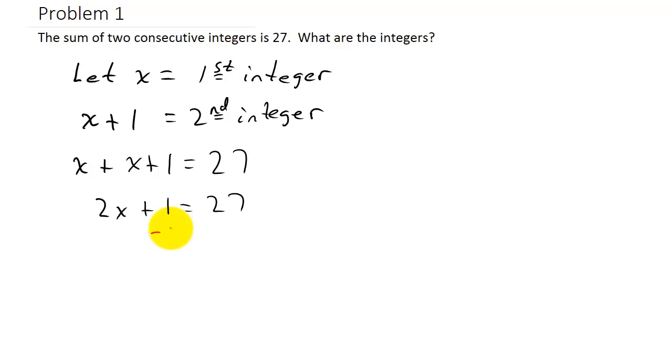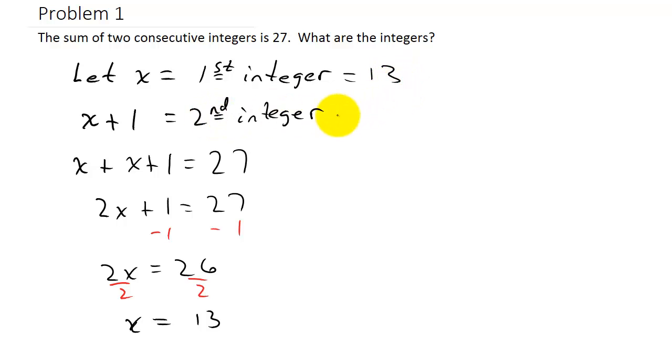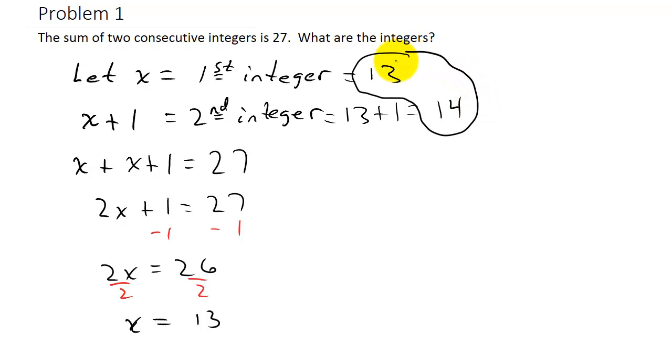And then I subtract 1 from both sides. So that's going to give me 2x equals 26. And then I divide both sides by 2. So I'm going to get x equals 13. So 13 is my first integer, and then my second integer is 13 plus 1, which is 14. So here's my two consecutive integers.